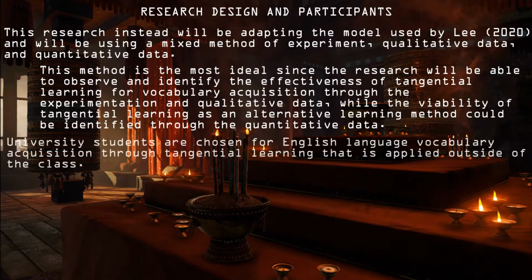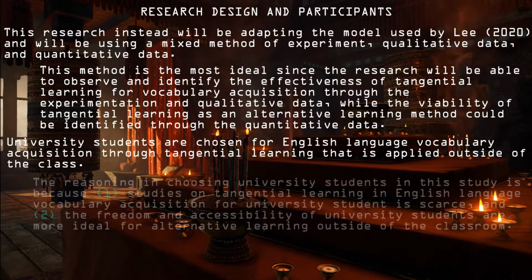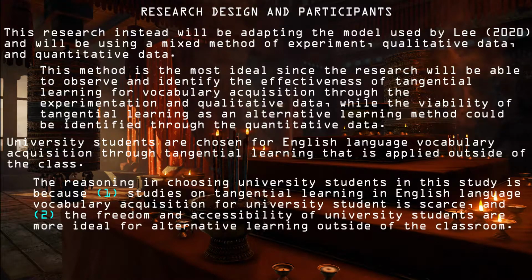University students are chosen for English language vocabulary acquisition through tangential learning that is applied outside of the classroom. The reasoning in choosing university students in the study is because: 1. Studies on tangential learning in English language vocabulary acquisition for university students are scarce, and 2. The freedom and accessibility of university students are more ideal for alternative learning outside of the classroom.